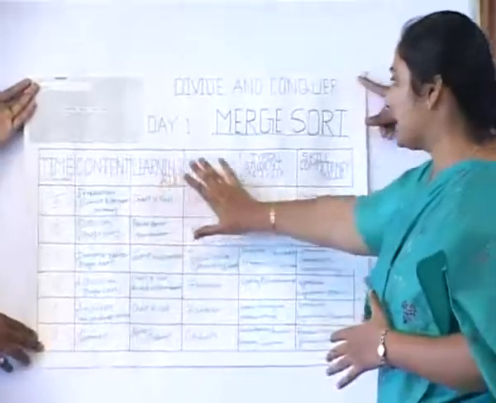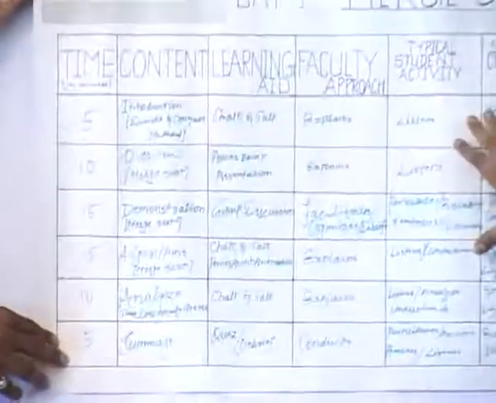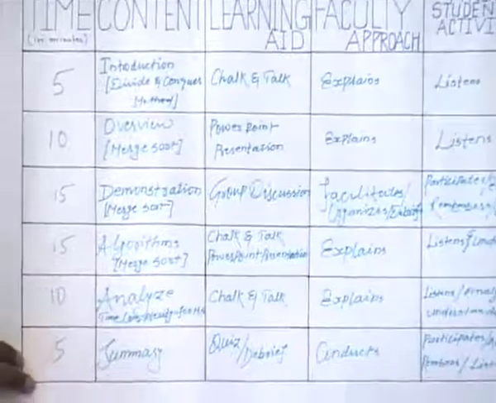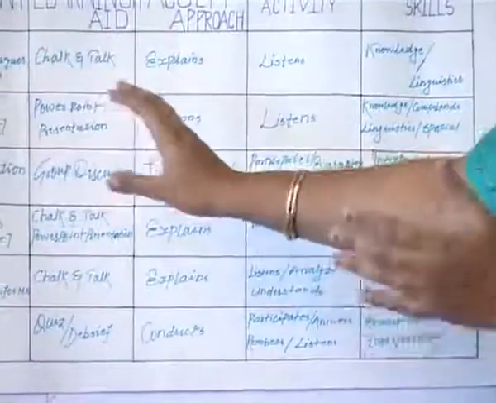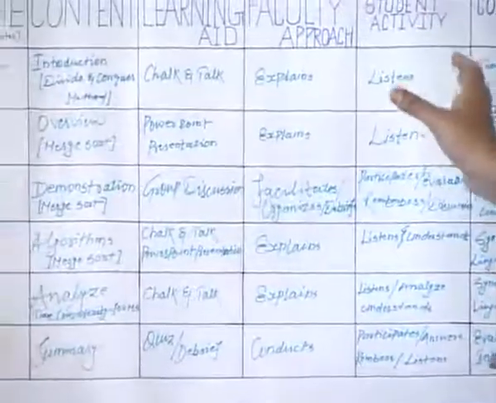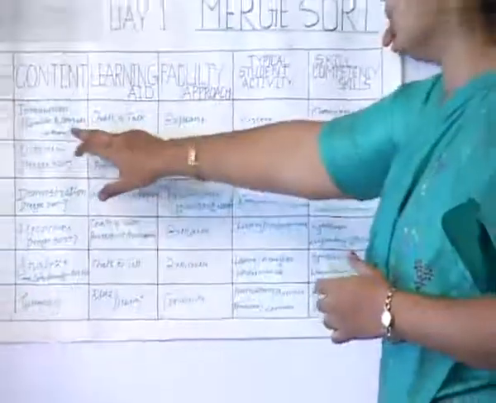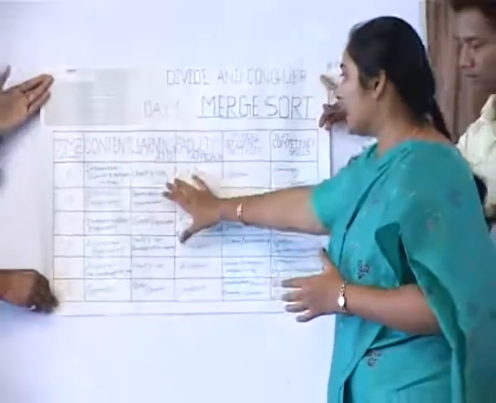This is what I have planned right now, and this involves the learning aids, the faculty approach, the student activities, and the competency skills. Like yesterday, I've already told what these are according to my point of view. So, for the introduction, I need the chalk and talk.